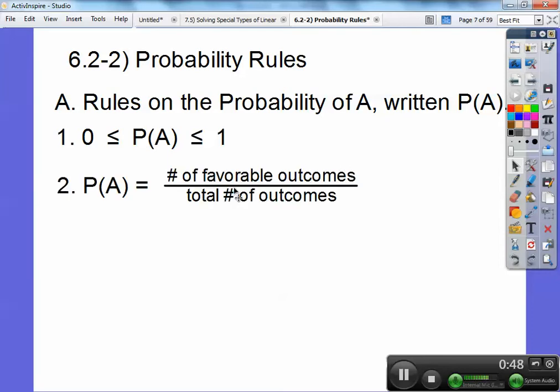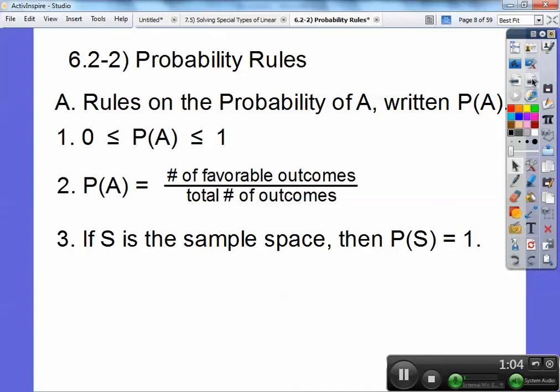Okay, and this is how you do it, you guys. So the book gives a weird, to me, it's an awkward one. I'm showing you how I taught it when I used to teach 8th grade. Probability of A is your top, your numerator is your number of favorable outcomes, the ones you're looking for. The denominator is your total number of outcomes. Okay, and if your sample space is S, then the probability that you pick something in that sample space is 1. That means 100%.